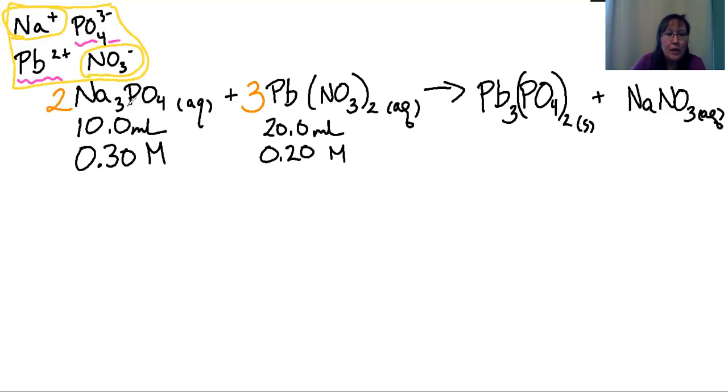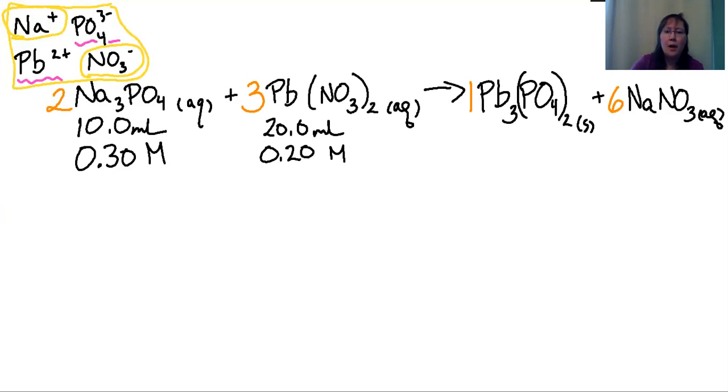So I see 2 times 3 is 6 sodiums and 3 times 2 is 6 nitrates. So all I have to do is put a 6 here. And I'm going to put a 1 in front of my lead(II) phosphate, just because it's going to help me see that for my molar ratios later. Okay, so that's the setup for this.